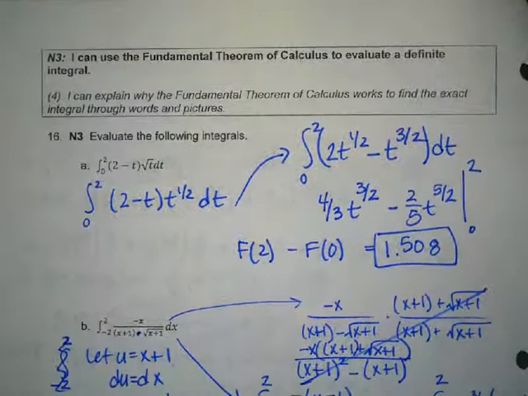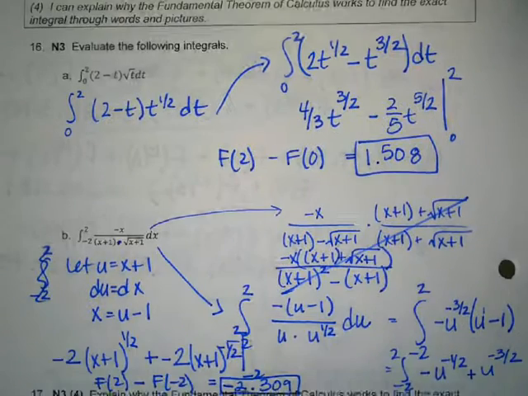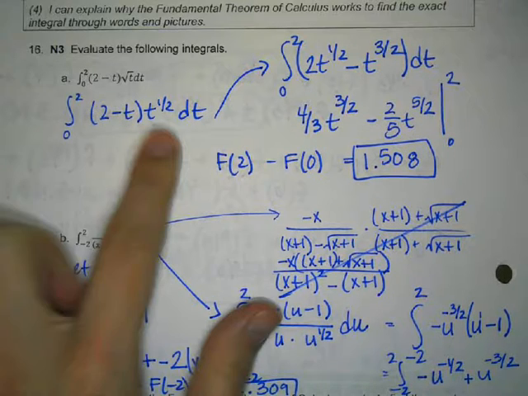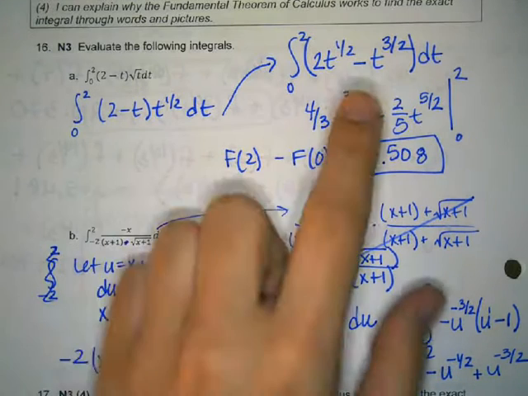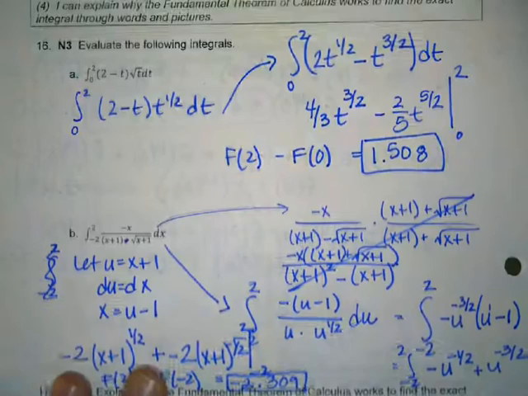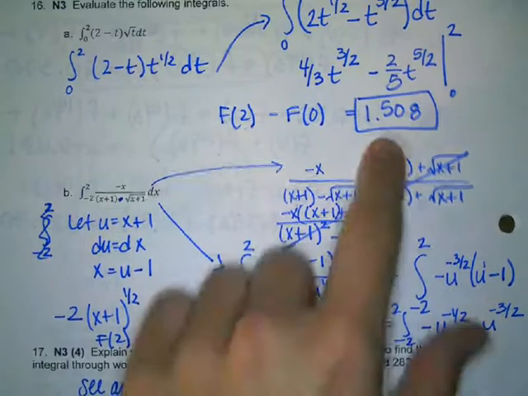All right, go ahead and flip. For N3, the value that you should get there, and for both, actually. This one, there's no inside function, so you just have to distribute the 2 to the 1/2 through, and then integrate from there. And then we have to evaluate from 0 to 2, and if you do that, you get 1.508.